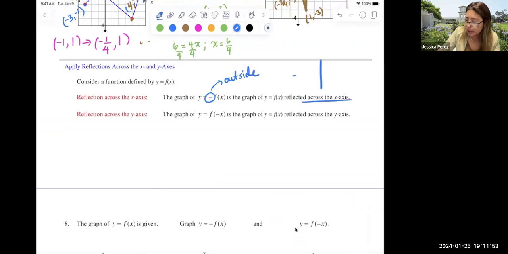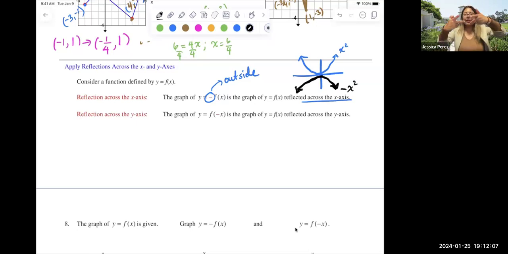What does that mean? So for example, this is an x squared. As soon as I put a negative, and this goes, of course, here, as soon as I have a negative on the outside, it reflects across the x-axis. Okay?